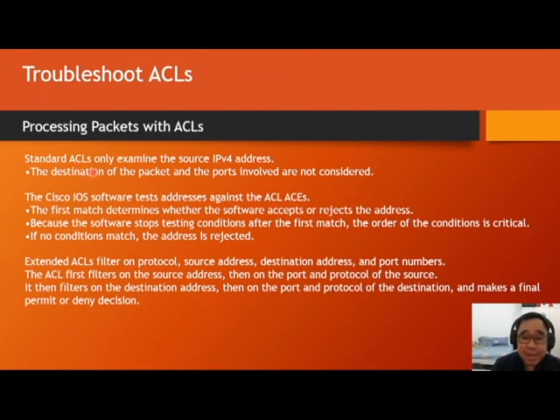So standard ACLs only examine the source IPv4 address. So the destination of the packet and the ports involved are not considered. The Cisco IOS software tests addresses against the ACL ACEs. The first match determines whether the software accepts or rejects the address. Because the software stops testing the conditions after the first match, the order of the conditions is critical. If no conditions match, then the address is rejected.